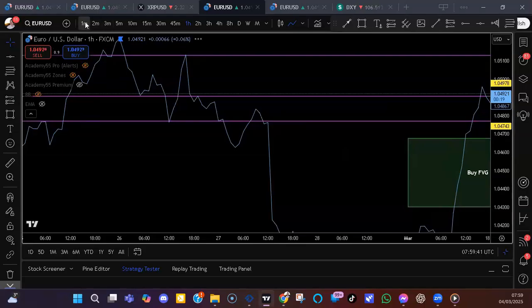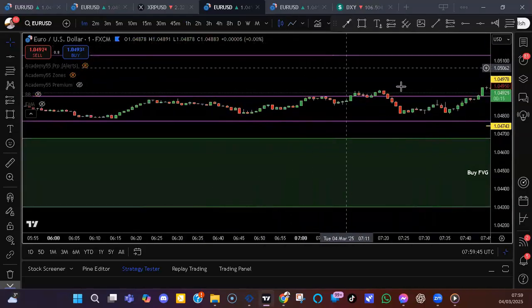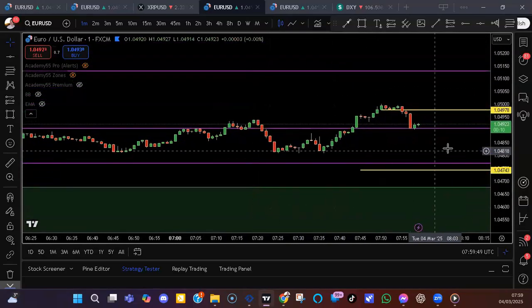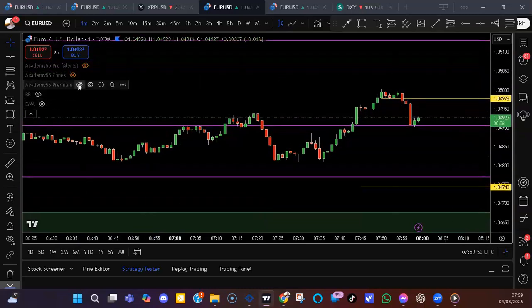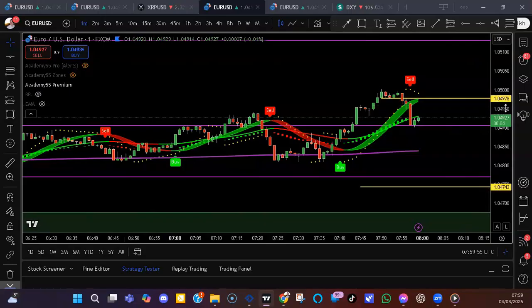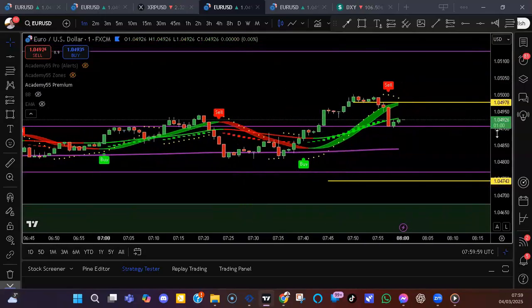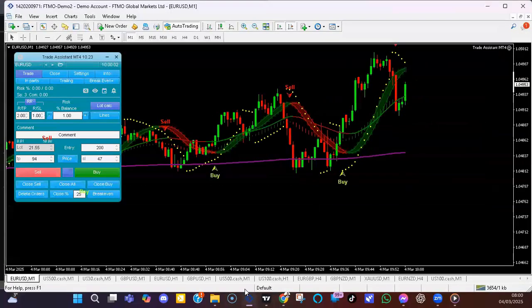Coming down to the minute, put the candles back on. Now we've got all these areas here. Put our indicator back on. Right, we have indeed got a sell alert.